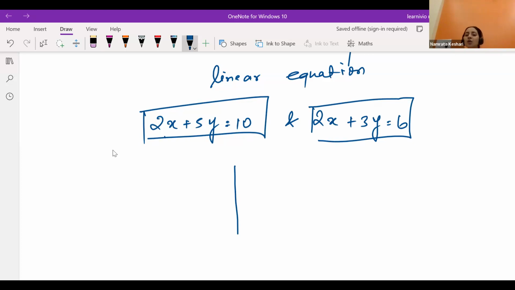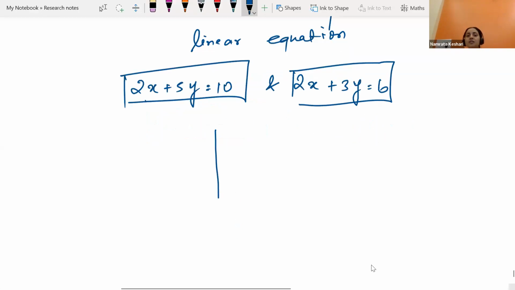Now for finding the common solution, what we can do, I'm going to show you something. Here we can take 2x is equal to 6 minus 3y. Basically, you have to take the x or y value out from one of the equations and substitute it in the other equation. Why are we doing so?